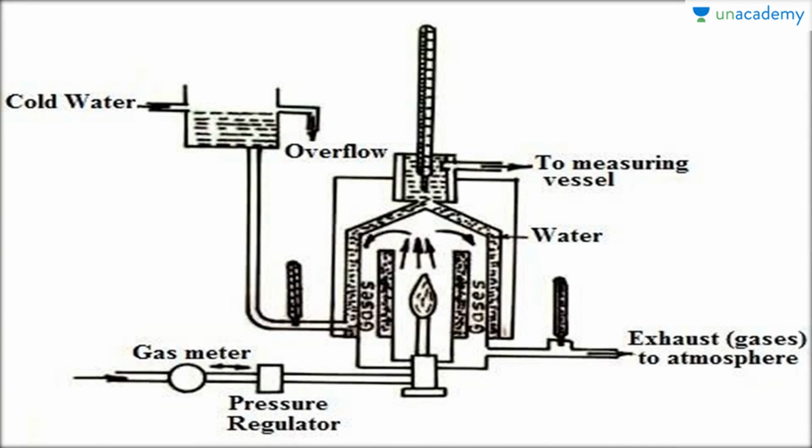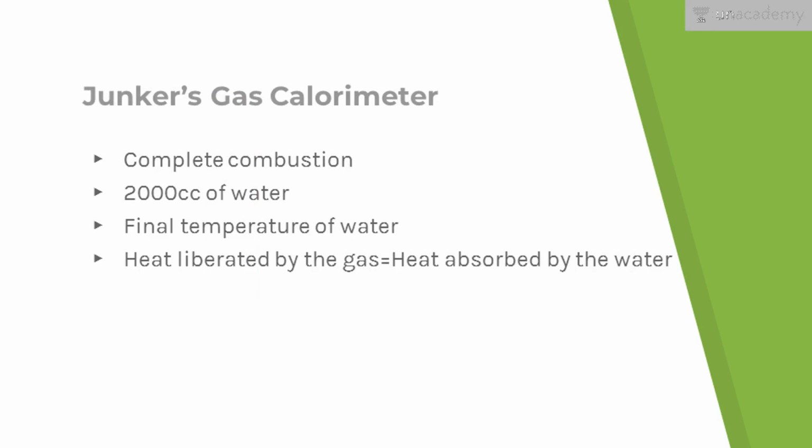So this is the diagrammatic representation of a Junkers gas calorimeter. You can see the thermometer placed over here, the gas meter, and the encapsulated capsules. The calorimeter doesn't require a stirrer as it has an overflow. You can see here the cold water is made to flow into the apparatus setup, so it doesn't need a stirrer for the stirring of the fuel present inside.